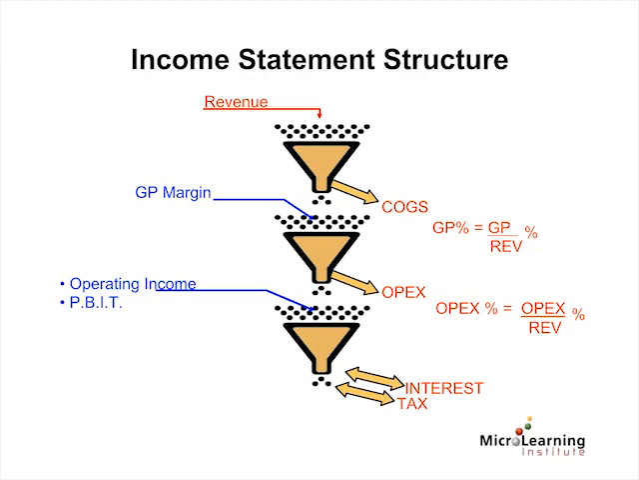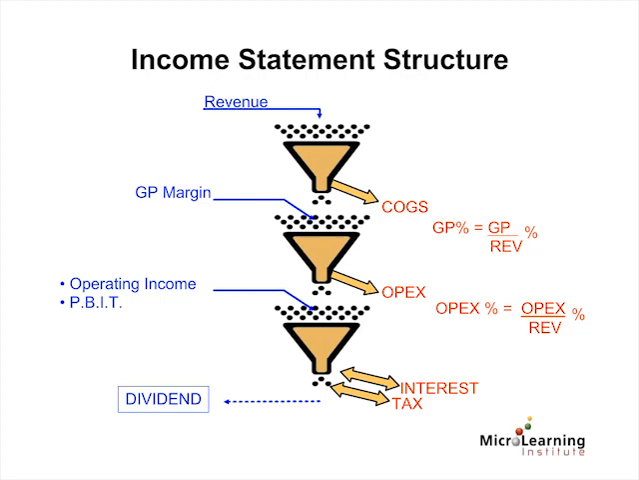Interest and tax are deducted from the operating profit. Interest refers to the loan repayments that are recognized in the period. Tax refers to tax payments that are recognized in the period. Some companies pay dividends to shareholders. Companies have the option whether or not to pay dividends. A dividend is a cash payment. When we subtract the interest, tax, and dividends from the operating income, we're left with net income.